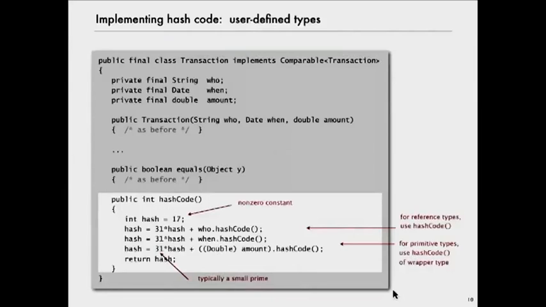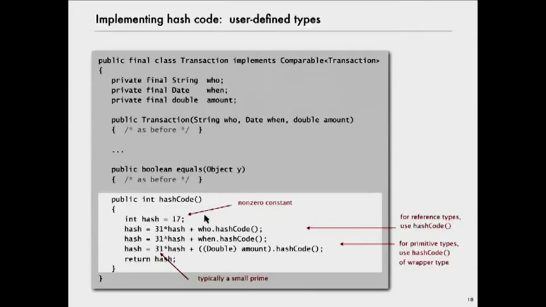How about implementing a hash code for our own type of data? So our transaction type might have a couple of instance variables, a string, a date, and a double. And we need to compute a hash code, so return a 32-bit value. And again, we want to try to make use of all the pieces of data that we have, and we also want to make use of the hash code implementations for the types of data that we're using.